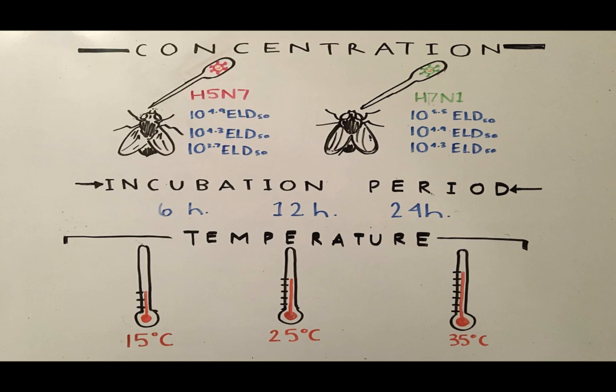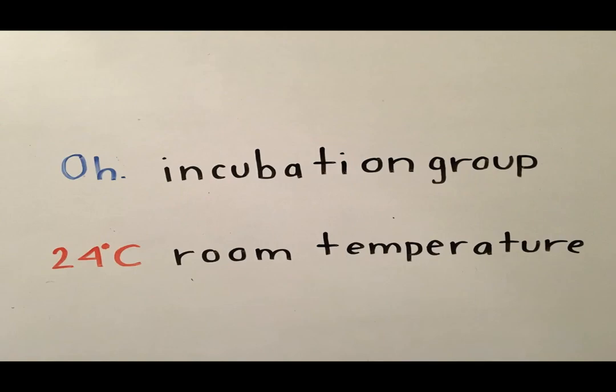Each fed fly was then stored for either 6 hours, 12 hours, or 24 hours at either 15 degrees Celsius, 25 degrees Celsius, or 35 degrees Celsius. An additional group was added, which had zero incubation and had been inoculated at 24 degrees Celsius, room temperature.